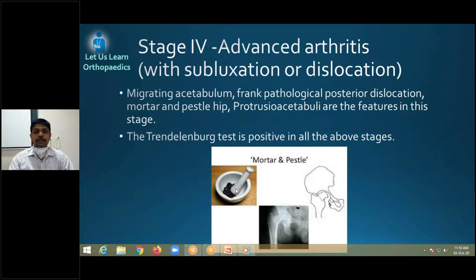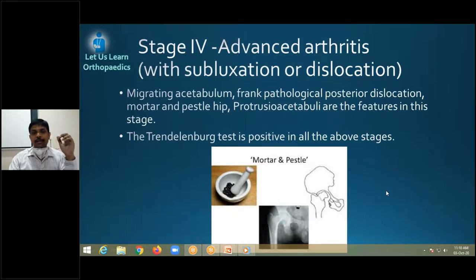So if you see the mortar and pestle here, how to describe it? There is a pestle here and a wide mortar, so the acetabulum will be wide, whereas the femoral head, because of destruction, looks like a pestle. So it resembles the ceramic mortar and pestle type, where the head will be small whereas the acetabulum will be very large. So this is the advanced arthritis.